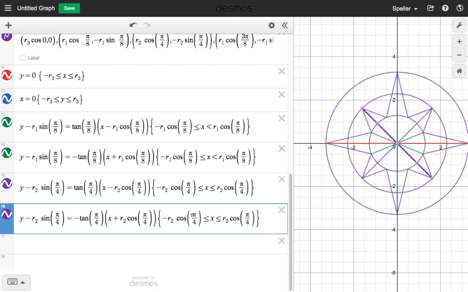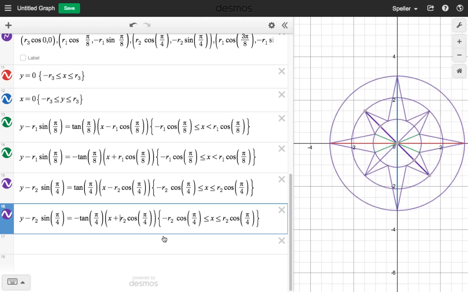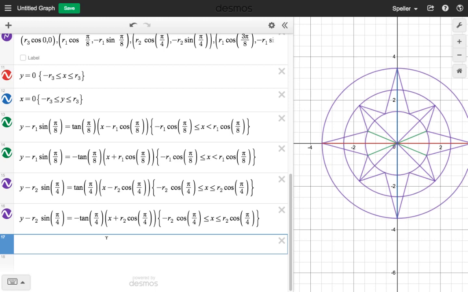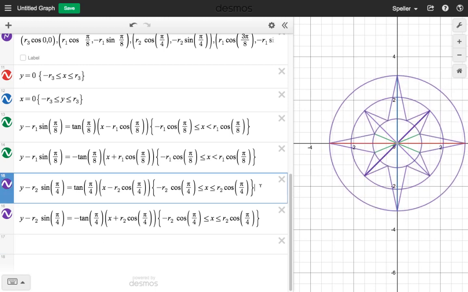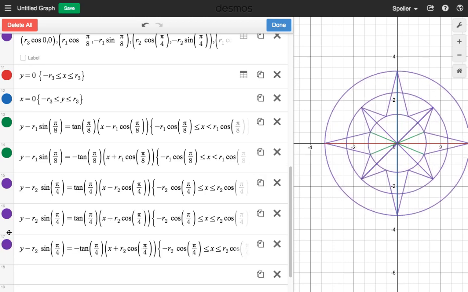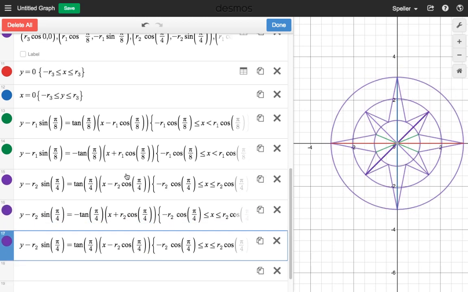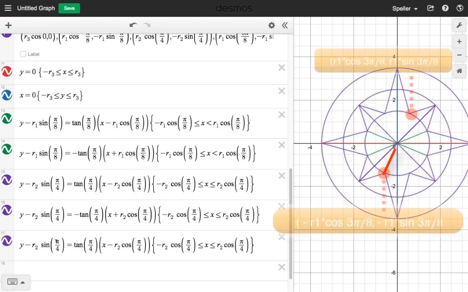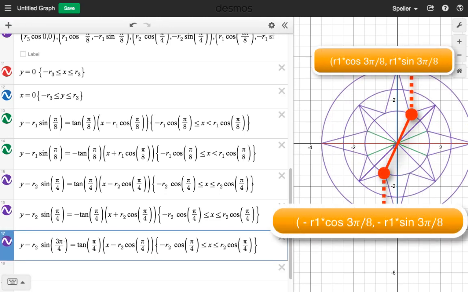And now let's work on the 3 pi over 8. So let's come down here. And actually, you know what? Let's do a duplicate. So let's duplicate this one, and then let's pull it down. All right, so let's do done. We want 3 pi over 8. The tangent, or the slope there, is going to be 3 pi over 8. The other point is going to be 3 pi over 8.